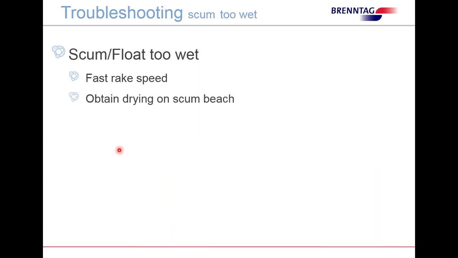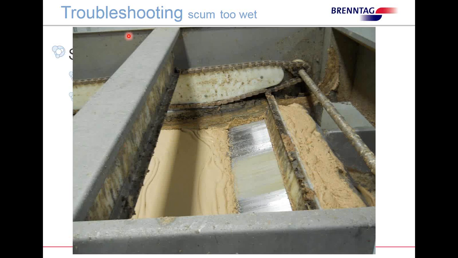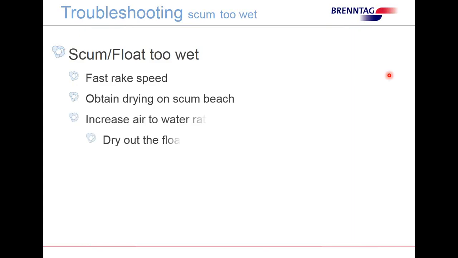Obtain drying on the scum beach. This is a picture I showed earlier. A little better example, you can see here the water draining down under the rake, under the squeegee, to allow more water to be removed from the scum you're skimming on top of the DAF unit. You might want to try increasing the air to help dry the material out in the float.